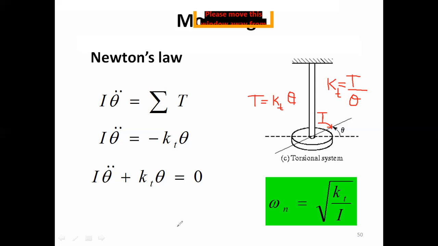And the circular natural frequency for this system is omega n, equal to the square root of Kt, the torsional stiffness, divided by I, the mass moment of inertia. So this is the mathematical model for the undamped natural frequency for this system.